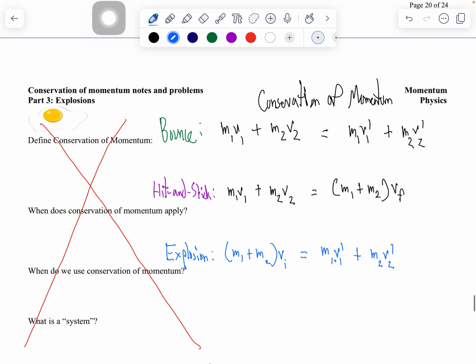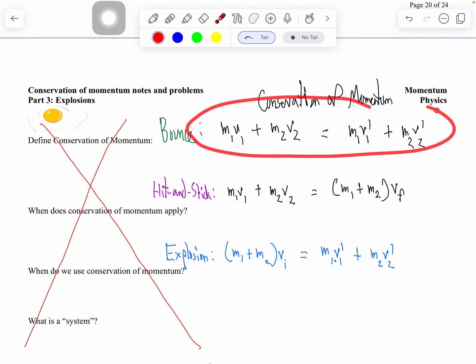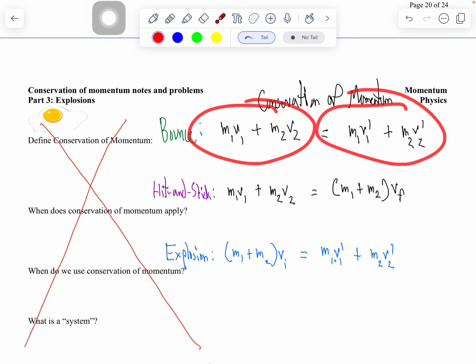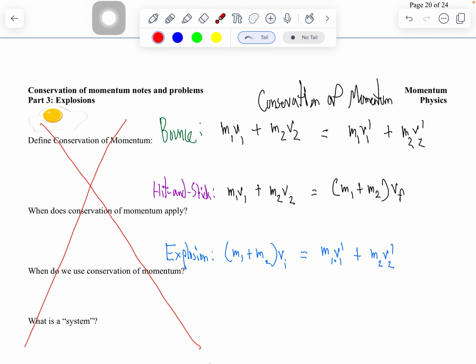The reason we did our bounce collisions first is because if you always start with this equation right here, you can just read through the problem and identify: if they're bouncing off of each other, if the objects start separate and they end separate, that's a bounce collision. If they start separate and end together, that's a hit and stick. And if they start together and they end separate, that is an explosion.